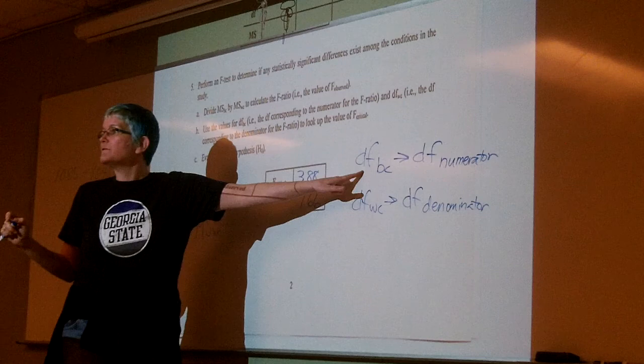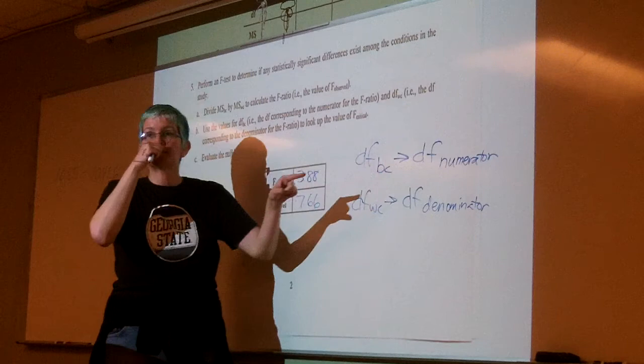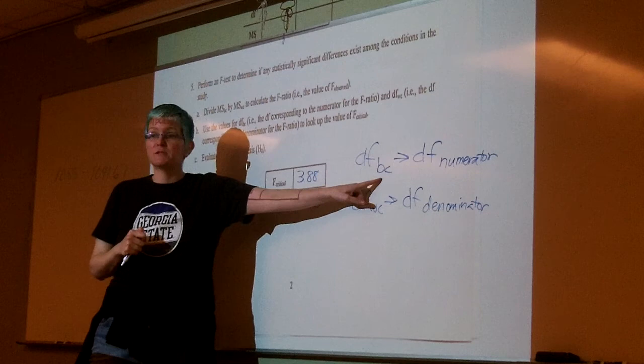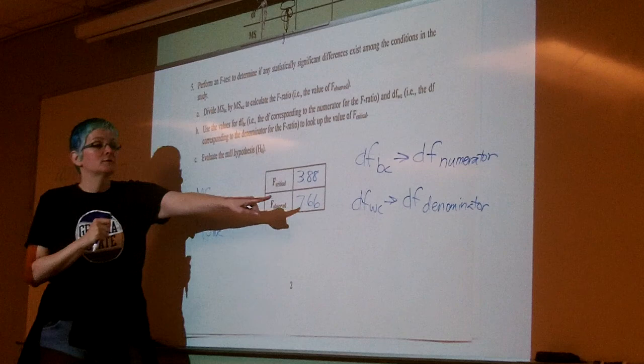Okay. The chart asks for degrees of freedom numerator and degrees of freedom denominator. The way we figure out what our numerator is, we look to see what kind of variance did we use in the numerator for the F test. Okay? And we use between conditions. That means my degrees of freedom numerator is degrees of freedom between conditions from the chart up above. So 2. And degrees of freedom denominator, what I used in the denominator here was within conditions. Okay. That means that my degrees of freedom denominator is degrees of freedom within conditions, and that was 12.